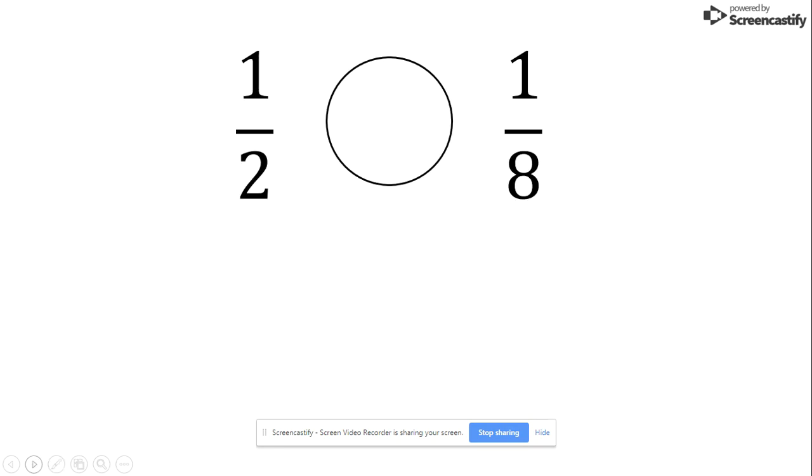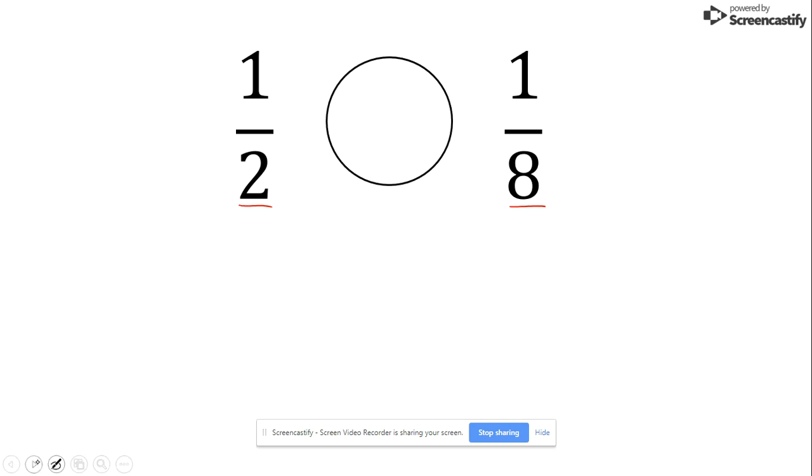These fractions both have the same numerator of 1. When I compare them, I want to know which one is going to be bigger. When I say bigger, I don't mean which one has a bigger number, because I can see that 8 is bigger than 2. I want to know which one has more shaded in.